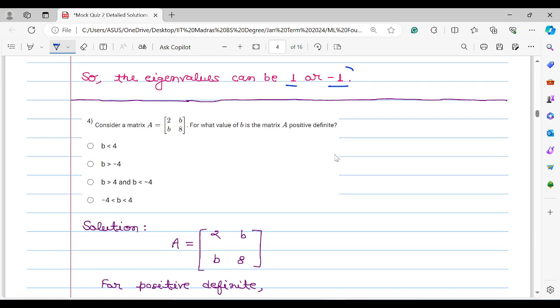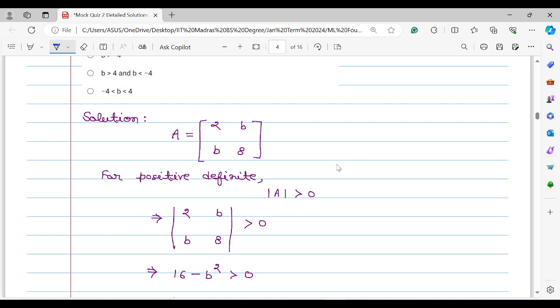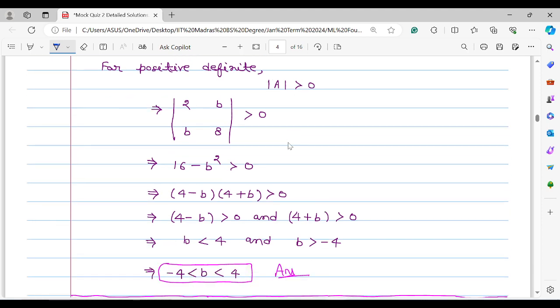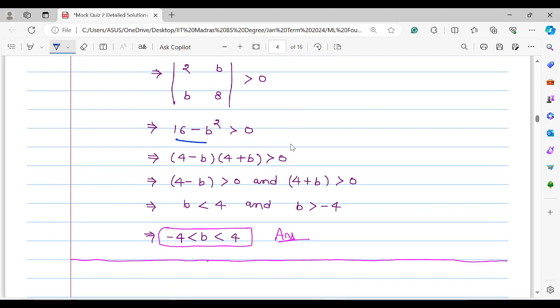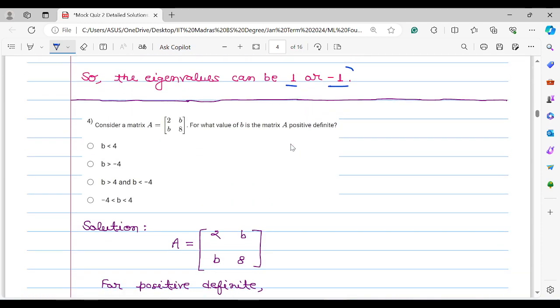What is the next problem? Number 4. Consider a matrix A as given. For what value of B is matrix A positive definite? For a matrix to be positive definite, the determinant of the 2 cross 2 matrix should be greater than 0. So simply find the determinant, which is 16 minus B square greater than 0. Factoring this and solving the inequality, you will get B less than 4 and B greater than minus 4, which implies that B lies between minus 4 and 4. So option D is correct.